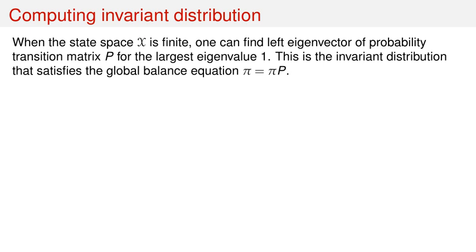Now, how do we compute the invariant distribution? When the state space script X is finite, one can find the left eigenvector of the probability transition matrix P corresponding to its largest eigenvalue, which is 1. This eigenvector, when normalized, gives the invariant distribution that satisfies the global balance equation pi equals pi P.